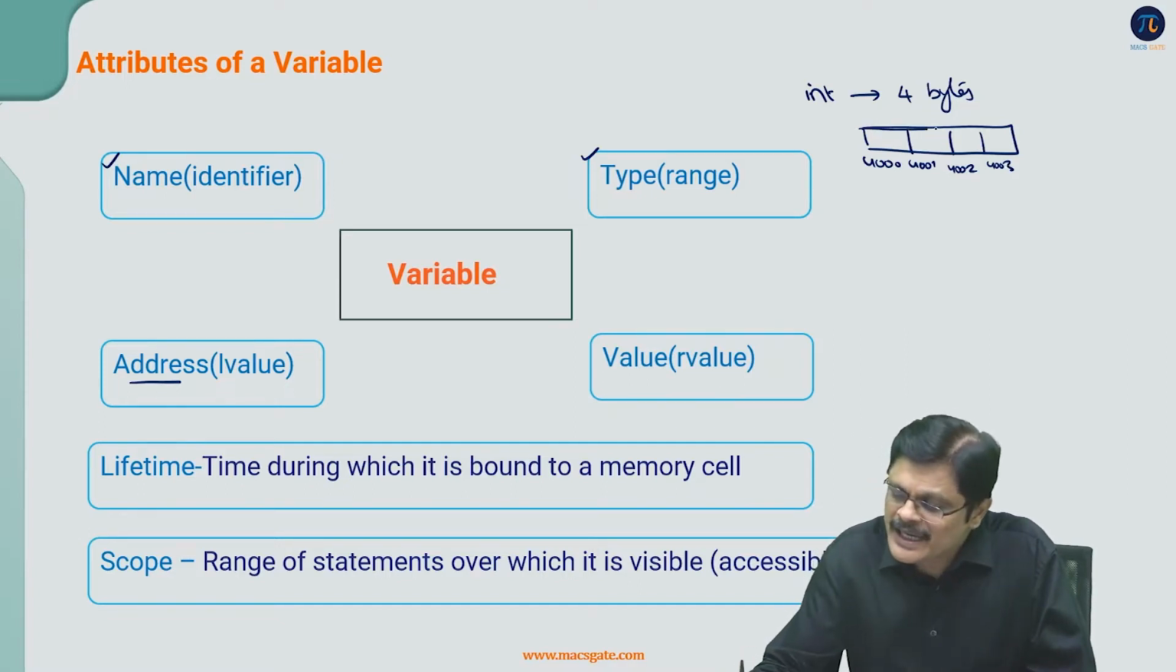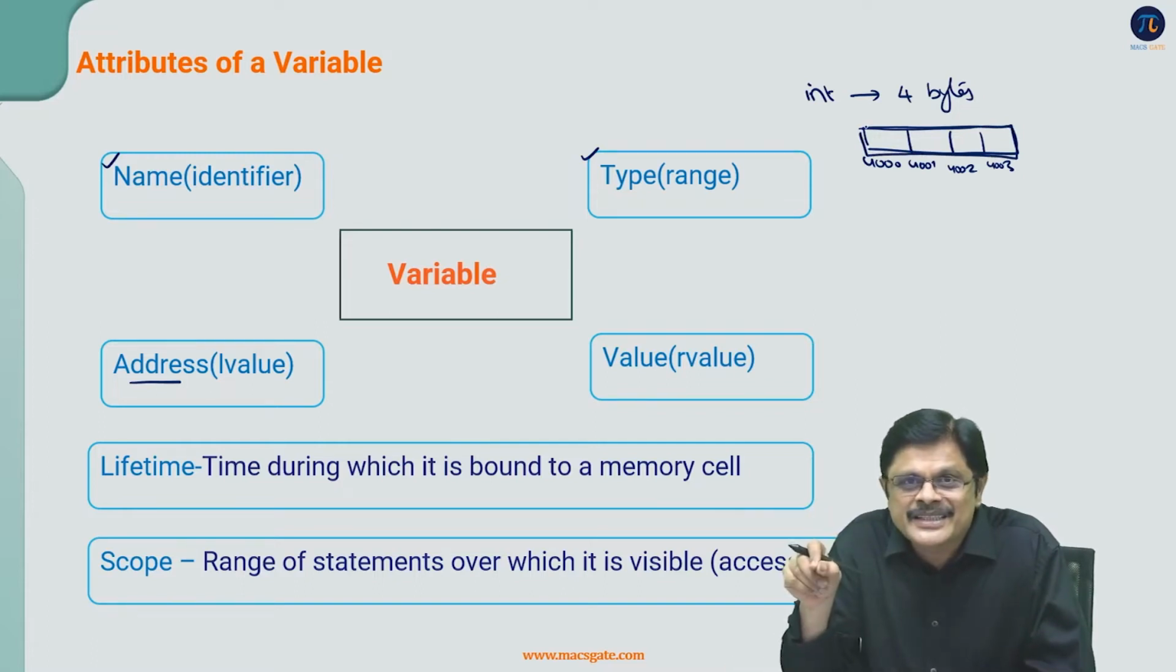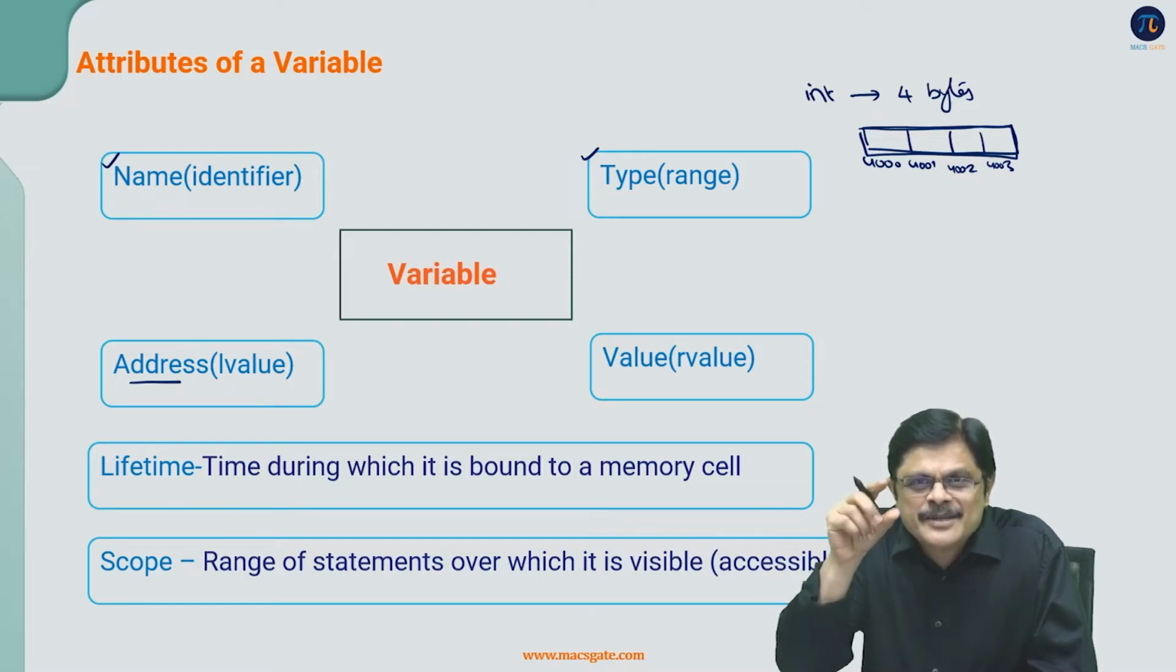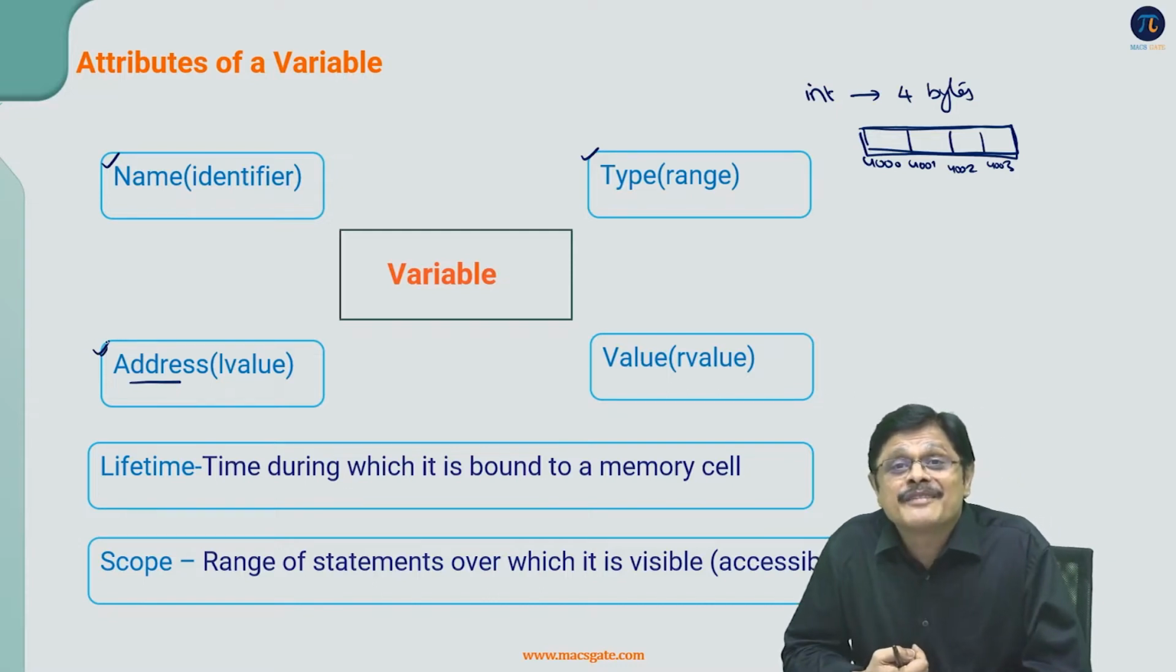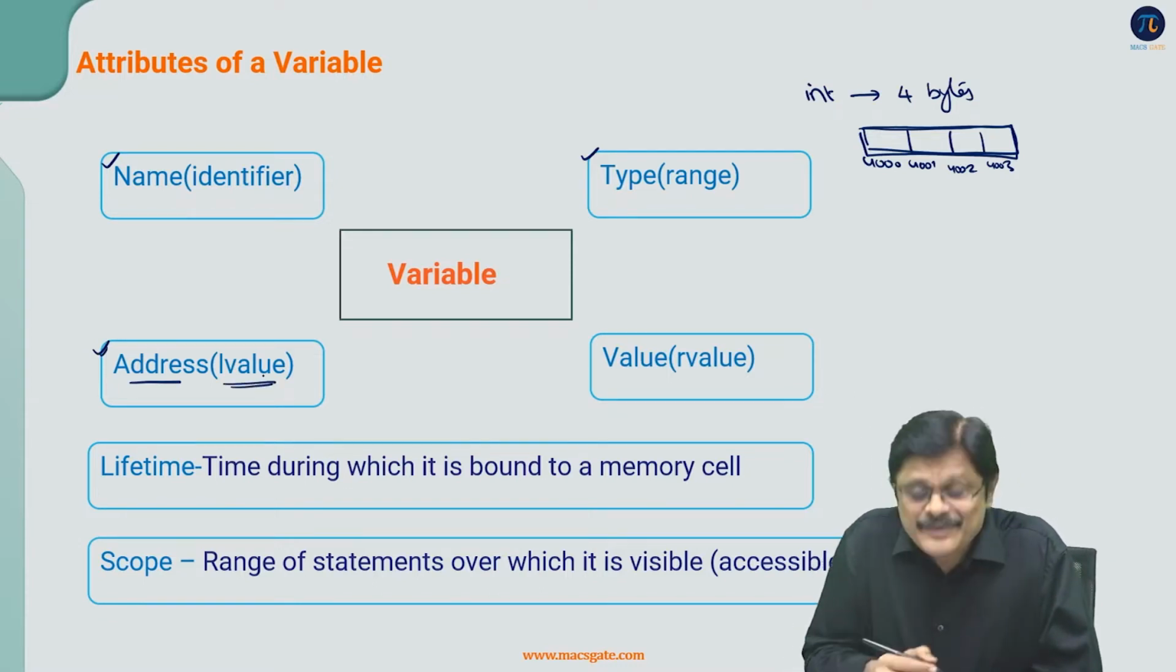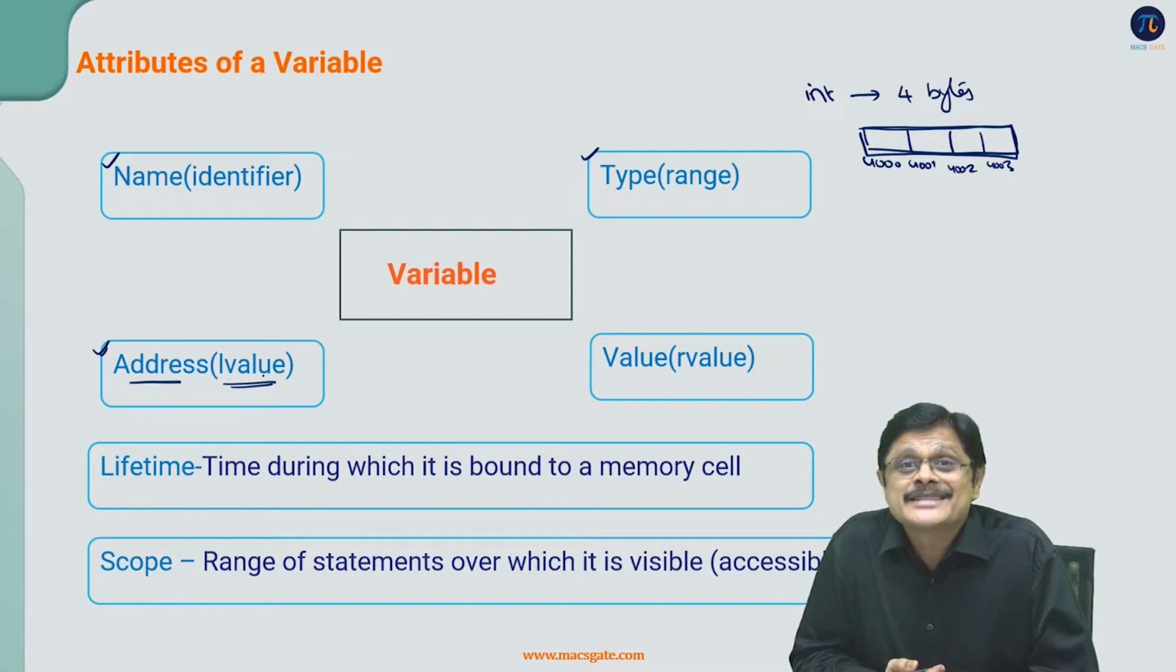Even though the integer takes all the 4 bytes, all the 4 bytes are allocated to the integer variable. The first memory location address is the address of the variable, and the address of the variable we call the L value. Address of the variable is what is known as L value.